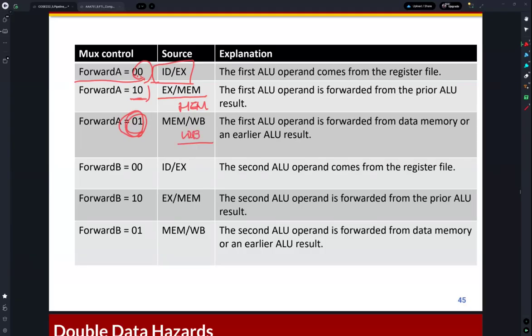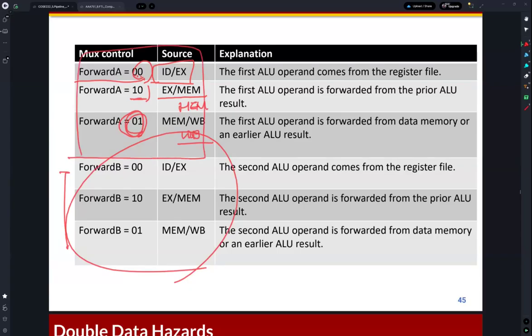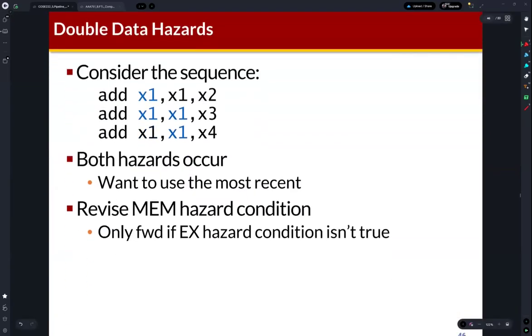And forward B is the same. So we can define the control signals. And then we also need to consider another corner case, the double data hazard. What does that mean?